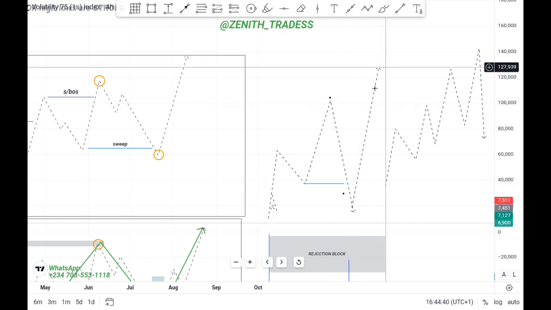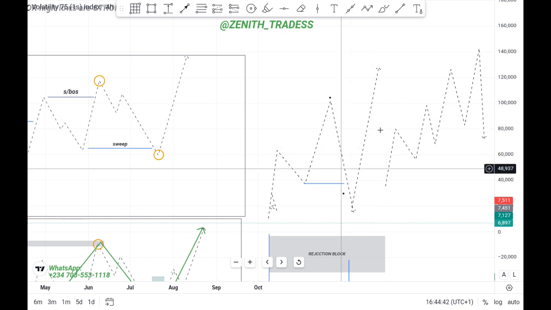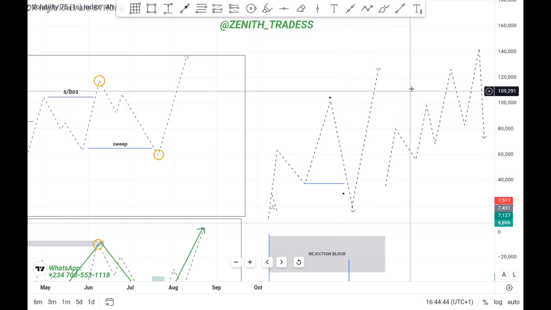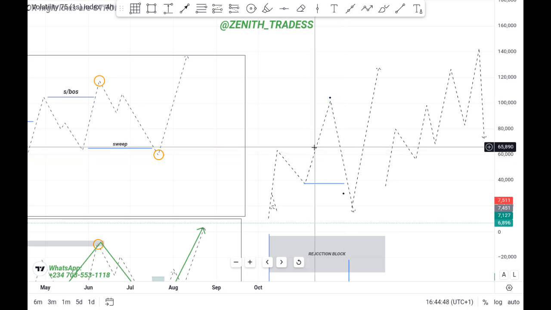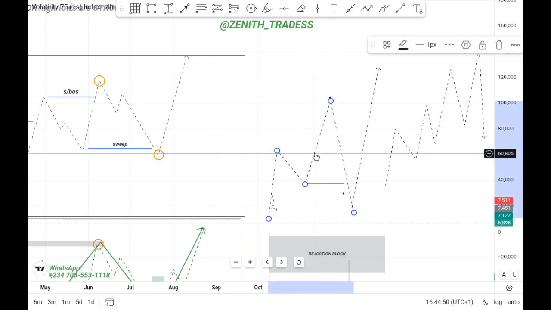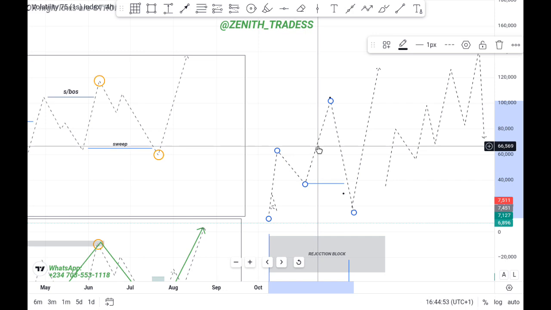Are you with me? So as a layman, this is how you're going to picture your uptrend structure, because price will definitely continue to go on to create this pattern again and again until there's a shift in trend.